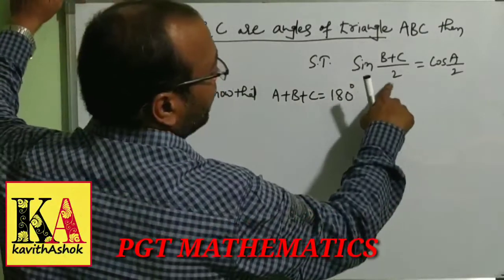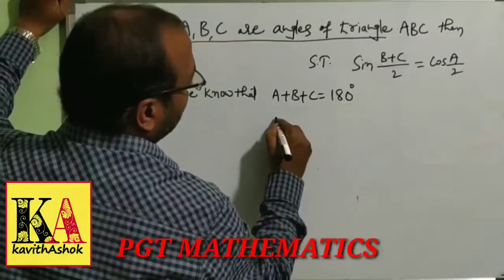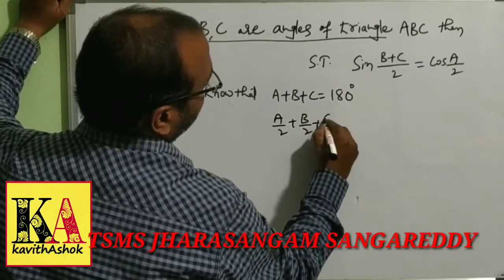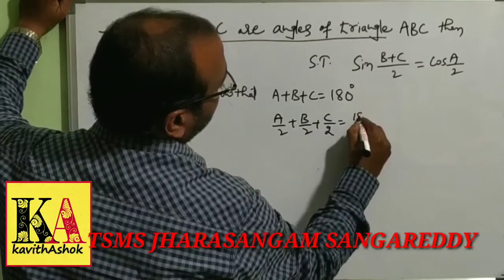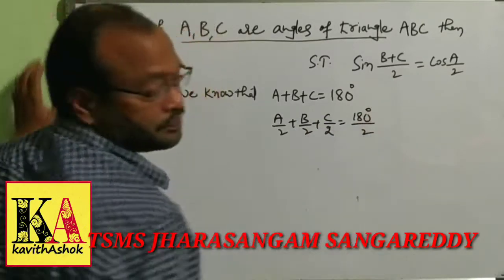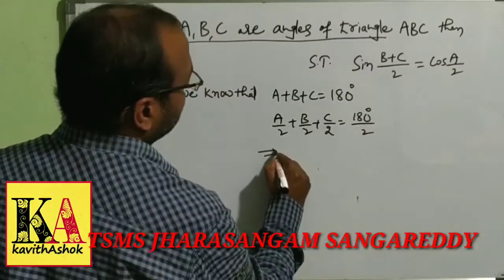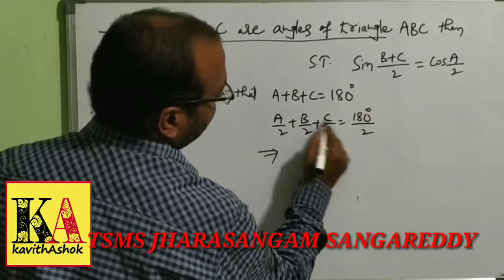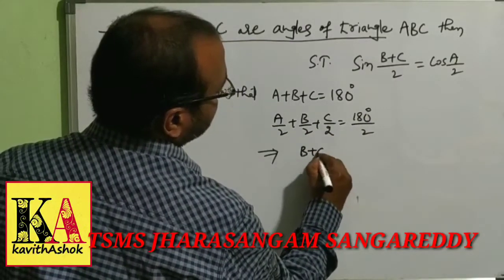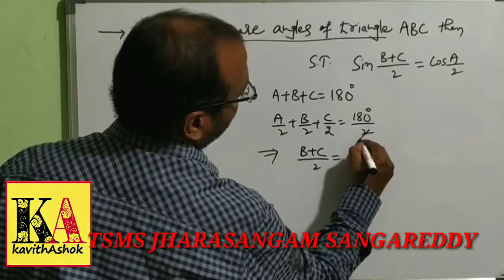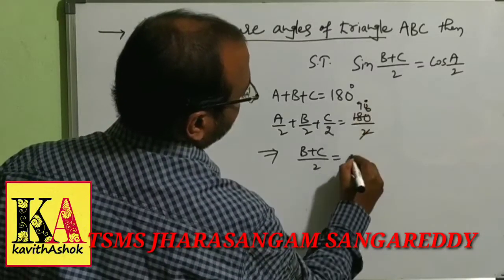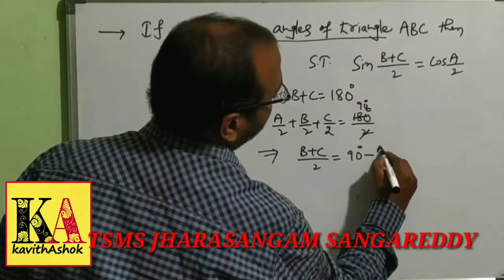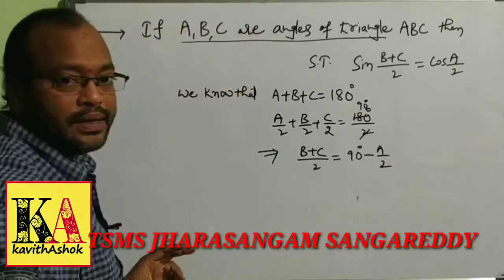Now, by 2. So, divide the whole equation by 2. A/2 plus B/2 plus C/2 is equal to 180 degrees by 2. Now, this implies (B plus C)/2 is here. So, take this A/2 to the right part. What will we get here? (B plus C)/2 is equal to 90 degrees minus A/2. So 90 degrees, and plus A/2 will become minus A/2 here. 90 degrees minus A/2.